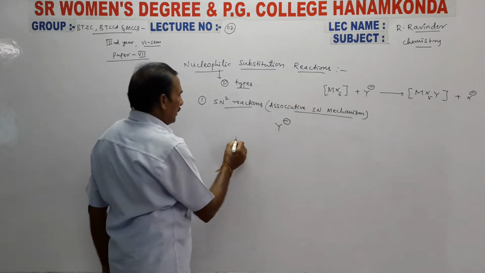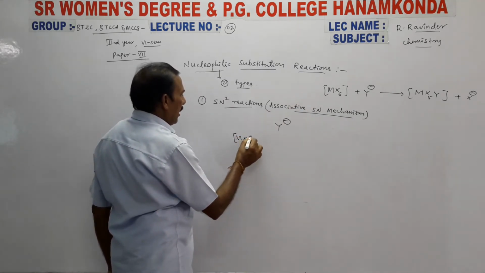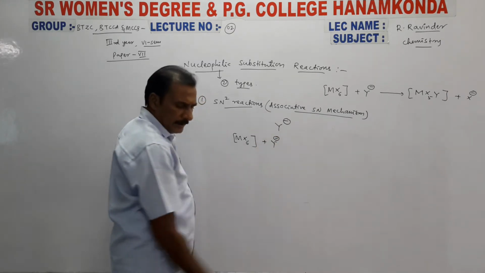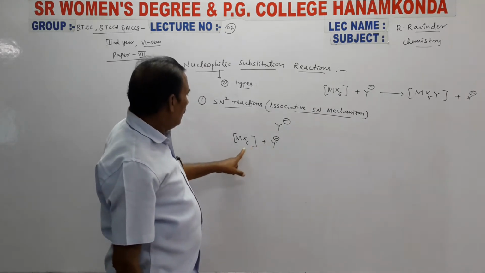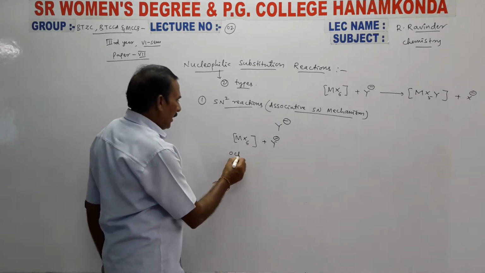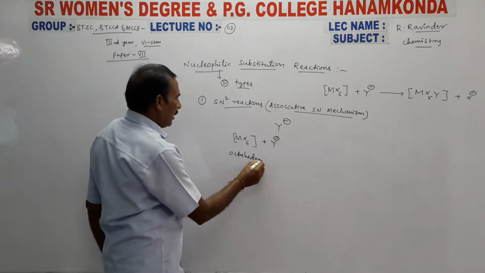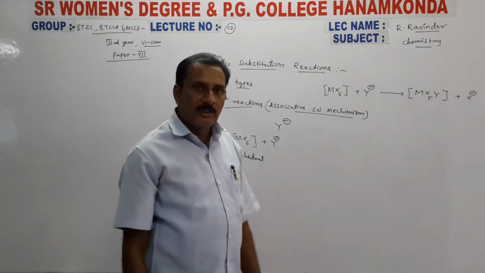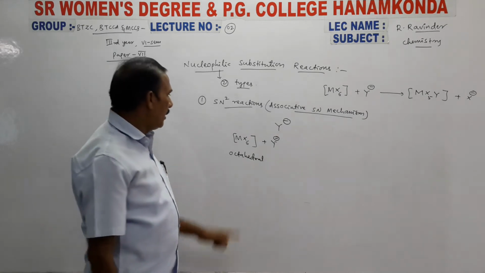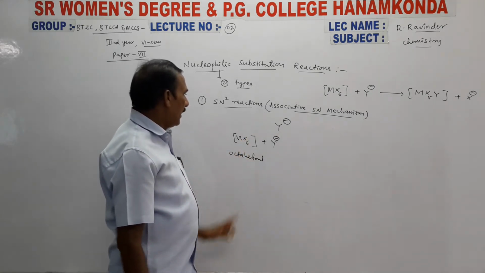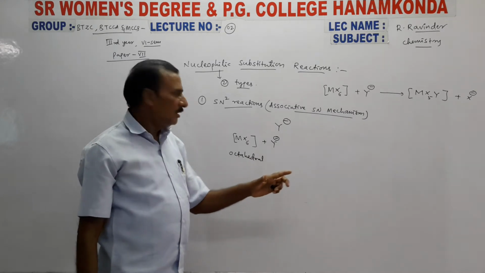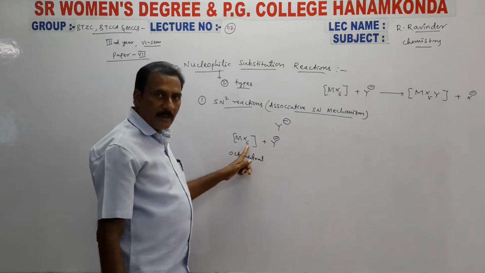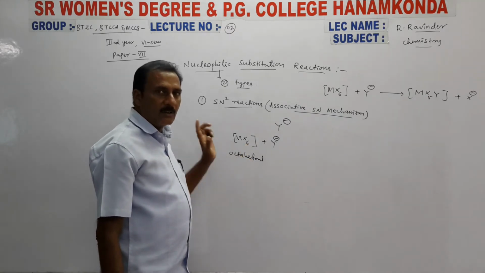For example, MX6 is an octahedral complex. In a slow step, Y minus adds to the octahedral complex. Octahedral means a complex compound having coordination number 6, or 6 ligands. Either X, Y, Z, whatever it may be, except the metal, the remaining are all ligands. How many ligands are there? Here 6 ligands, coordination number 6. That's why it is an octahedral complex.